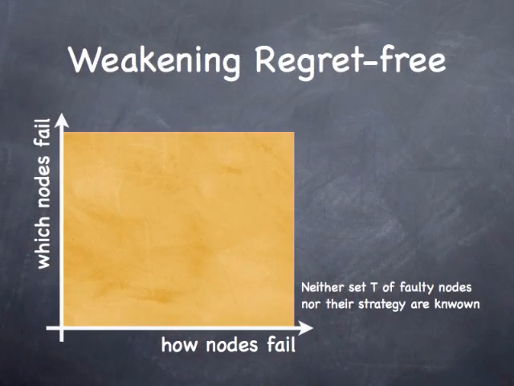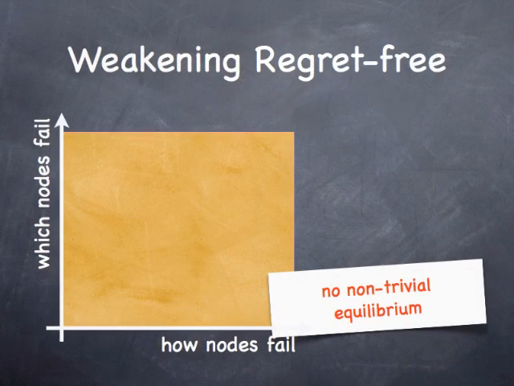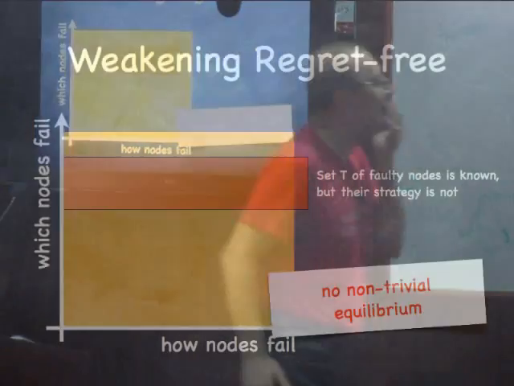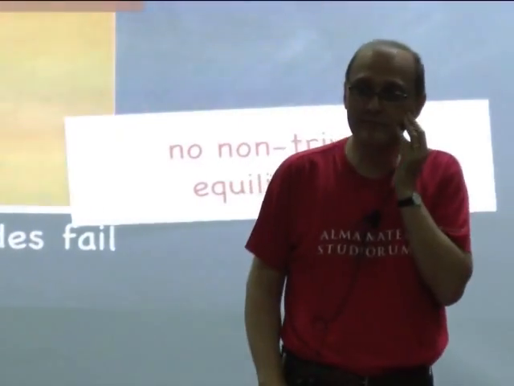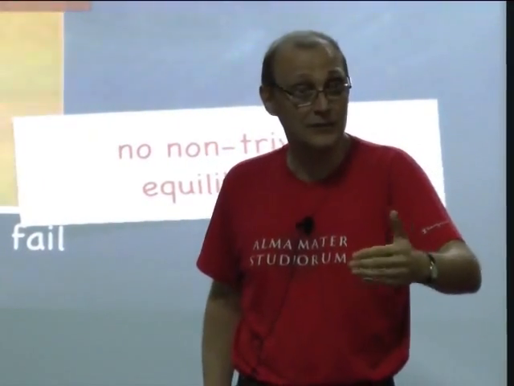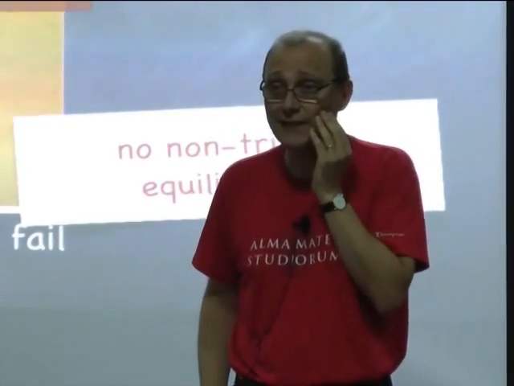We know that if we know neither who fails nor how they fail, there is no non-trivial equilibrium, in that there must be some communication. A trivial equilibrium is one in which nobody talks with anybody else. So two natural ways in which you could imagine weakening regret-free: suppose that I know who the faulty nodes are. I just don't know how they're going to behave. But I know who they are. I know beforehand who's faulty and who's not. I just don't know which strategy.